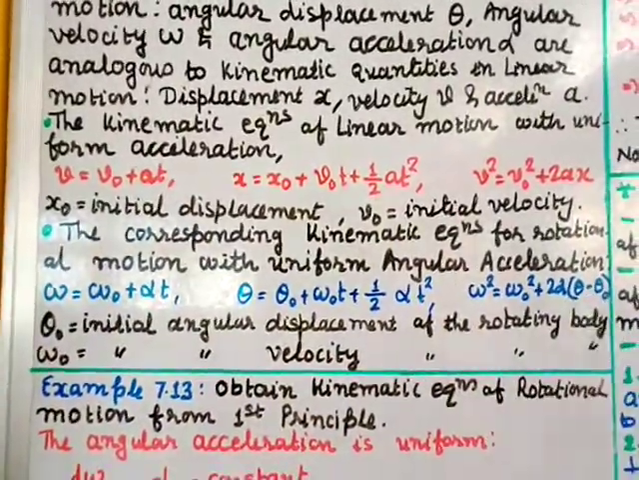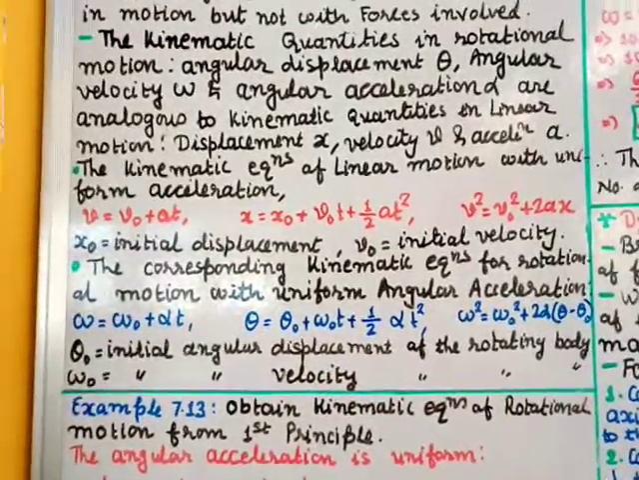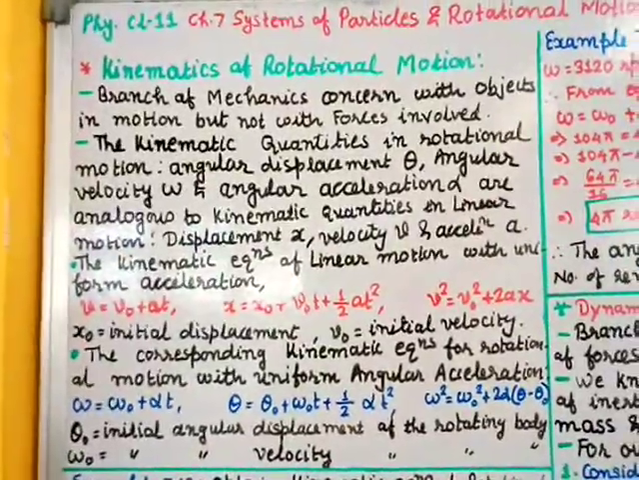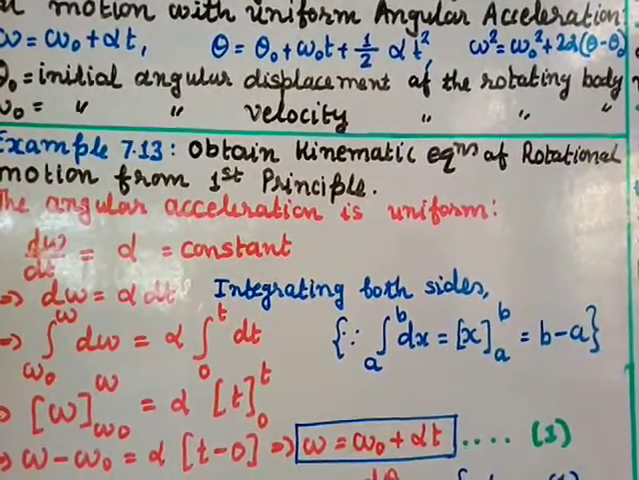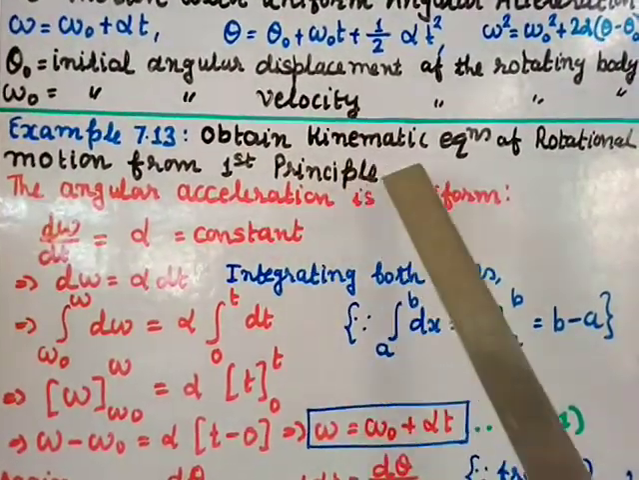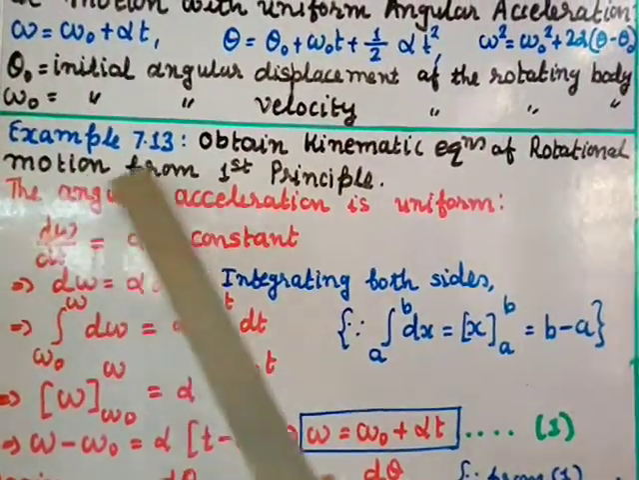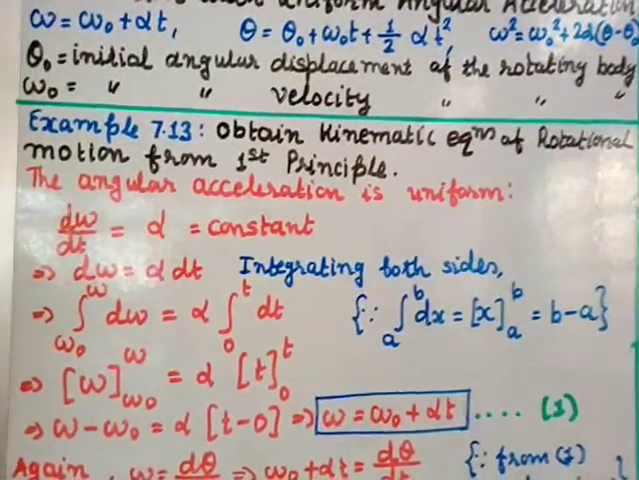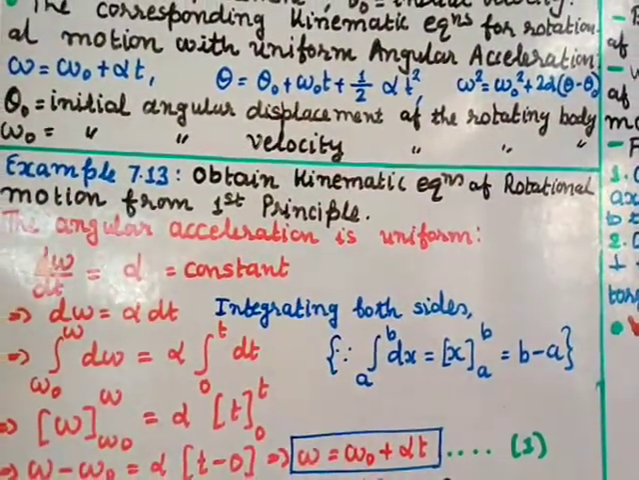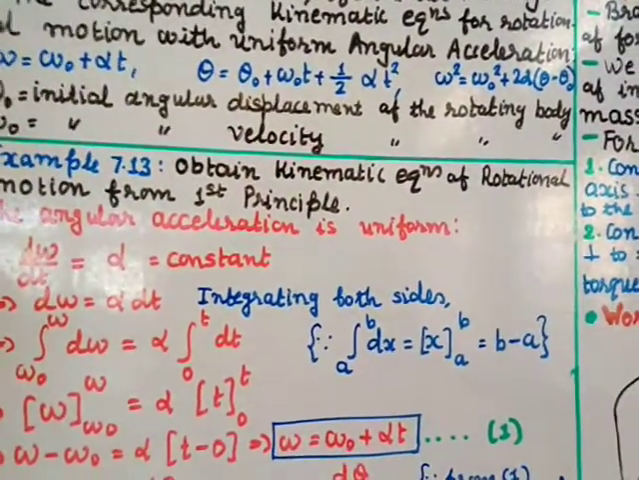Now we shall derive these kinematic equations of rotational motion. Example 7.13: Obtain the kinematic equations of rotational motion from first principles. So we have to derive the kinematic equations for rotational motion, these three equations.